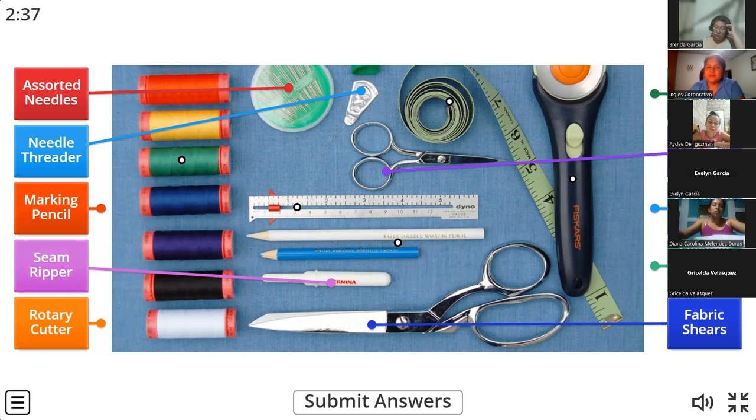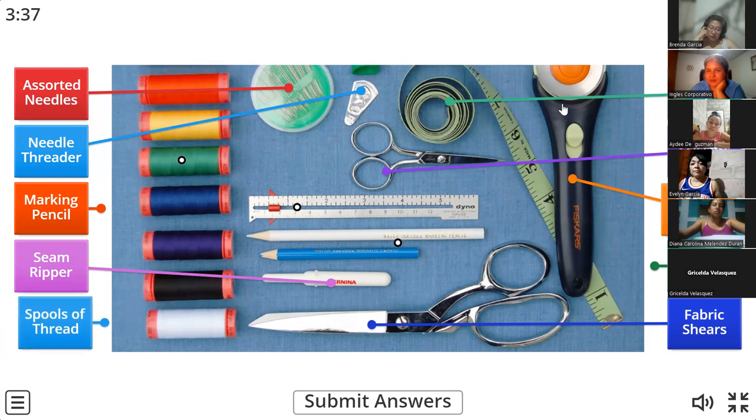Seam ripper. Okay. This one, what is the name in Spanish? Cinta métrica. ¿Esta? No. La cinta métrica es esta. Oh, esta. Okay, in English it will be flexible tape measure. Okay. And this one, tienen este. Que es para rotar. Rotary cutter.